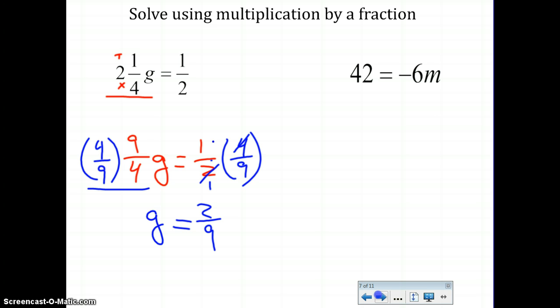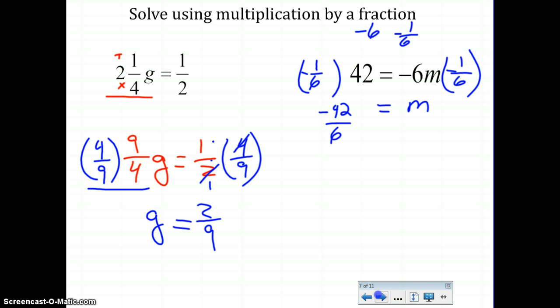This next one they put in with multiplying by a fraction also. You might recall that the reciprocal of -6 would be -1/6. So if I multiply this by -1/6 and this by -1/6, I end up with m isolated, and then 42 times -1/6 ends up being -42/6. Many of us will skip this step and go right to -7, and we get an answer here.